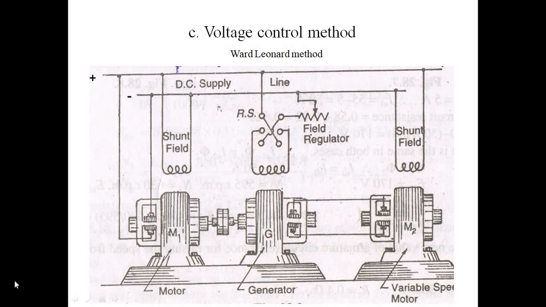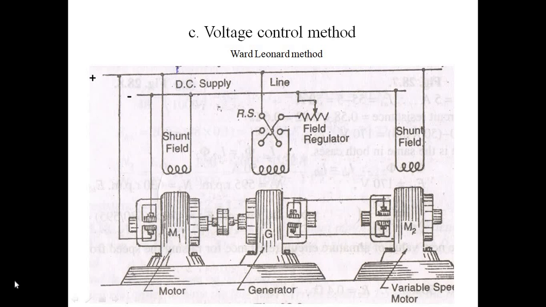Initially, the prime mover drives the generator from the input supply through M1. The generator's output voltage depends upon the variation of field flux. The field resistance is varied from minimum to maximum, and from maximum to minimum. The current will be increased and the generator voltage also increases. At the same time, the generator output voltage is connected to M2.